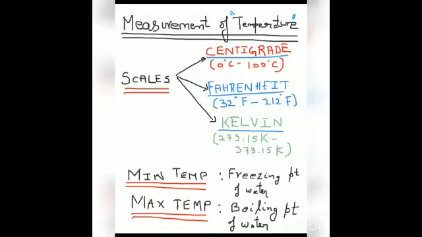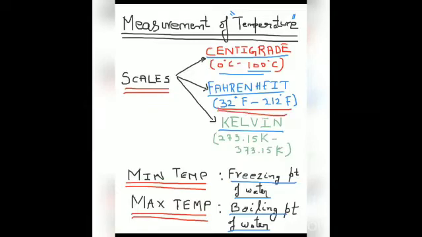Celsius scale or centigrade scale starts from 0 degree, which is the freezing point of water. That is called the lower fixed point. And the boiling point of water is taken as the upper fixed point, which is 100 degree. In Fahrenheit scale, the lower fixed point is 32 degree Fahrenheit and upper fixed point is 212 degree Fahrenheit.